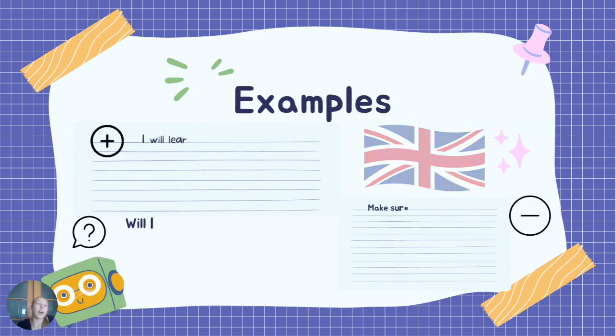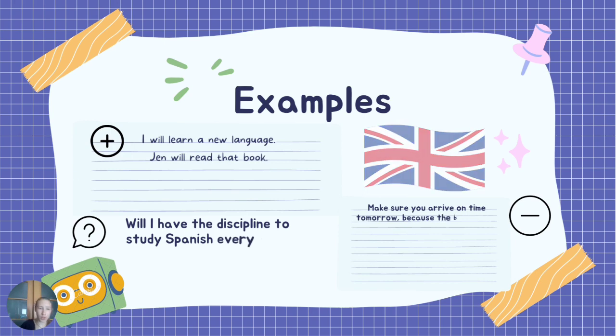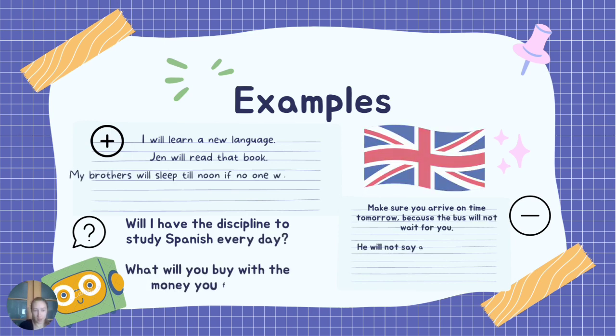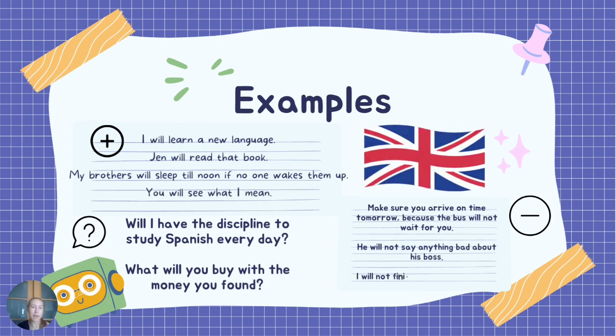Examples. Affirmative one. I will learn a language. Jen will read the book. My brothers will sleep till noon if no one wakes them up. You will see what I mean. The negative one. Make sure you arrive on time tomorrow. Tomorrow, this is the key word. Because the boss will not wait for you. He will not say anything bad about his boss. I will not finish my homework in time for class.